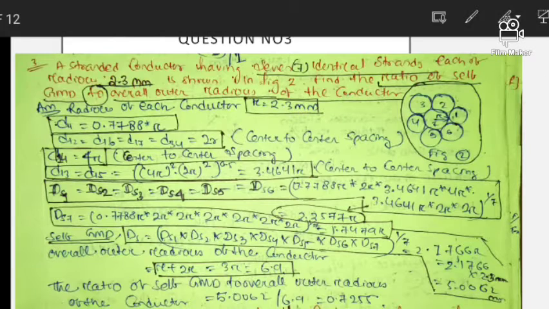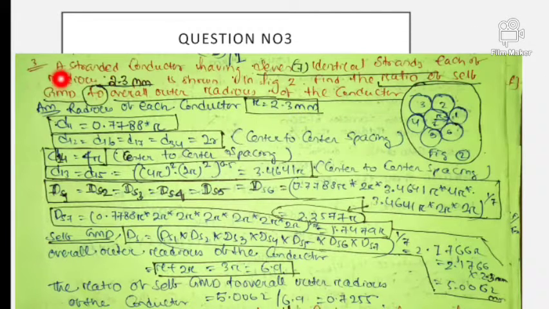Okay, let's come to question number 3. Question number 3 is saying that a standard conductor having 7 identical strands, each having a radius of 2.3 millimeter, is shown in the figure. Find the ratio of the self GMD to the overall outer radius of the conductor. So first we need to calculate the self GMD, then the overall outer radius of the conductor. For self GMD we need the self distances, from conductor 1, conductor 2, conductor 3, 4, 5, 6, 7, like that.